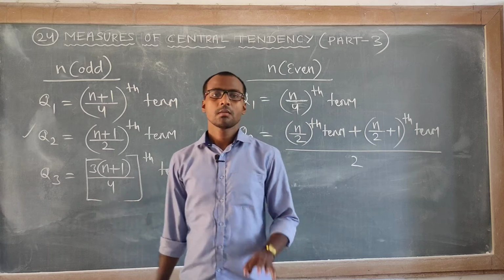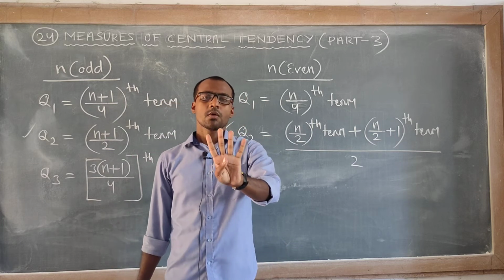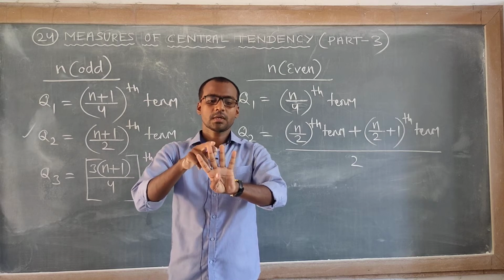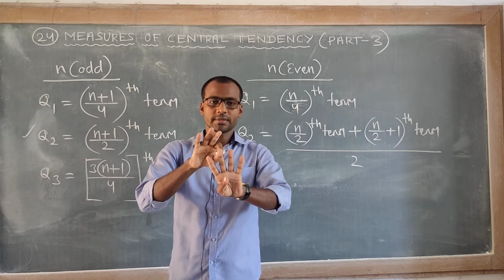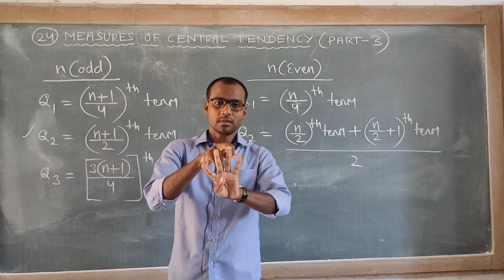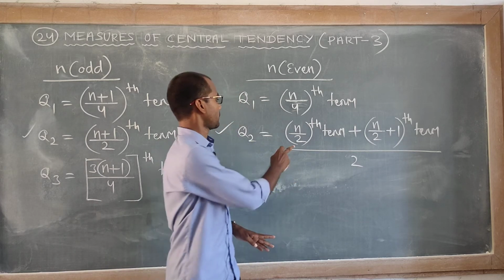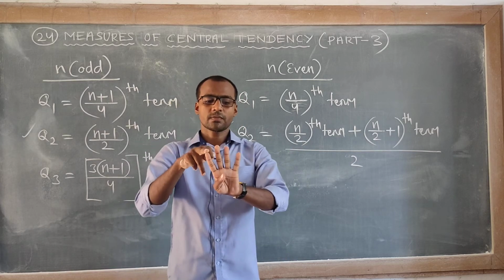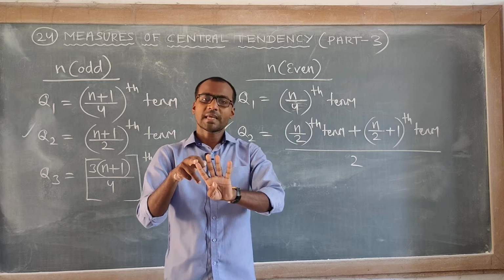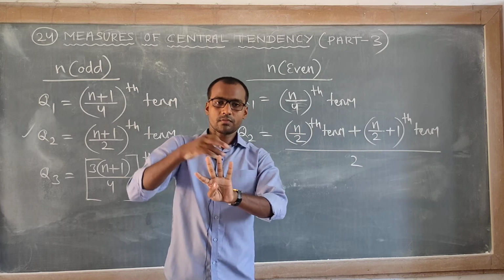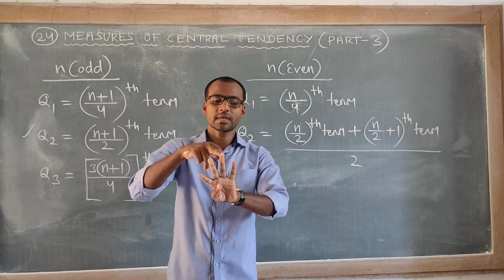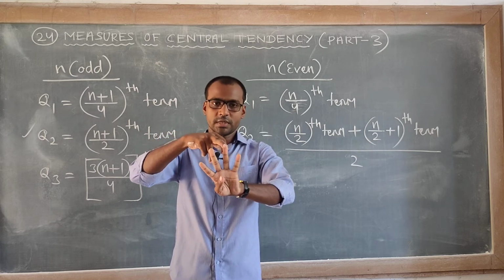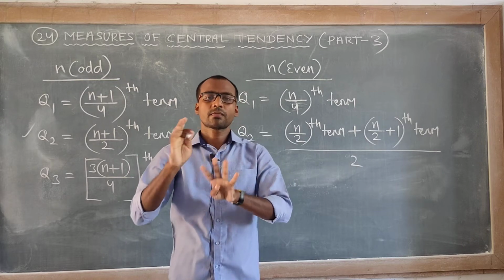But when even, suppose 4, which finger is in the middle? We cannot say, none of the fingers is in the middle. If you simply take n by 2, it will not satisfy. Here n is 4, and 4 by 2 is 2, the second position. Can I say this finger is in the middle? No, so this formula will be wrong.